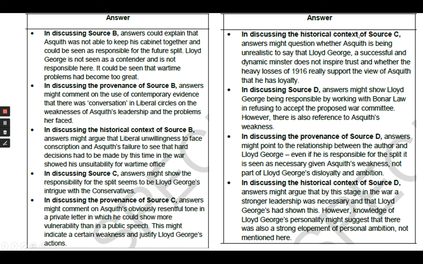In the context of source C, they might question whether Asquith is being unrealistic because Lloyd George was a successful and dynamic minister. In discussing the historical context of source D, they might argue that by this stage in the war, a stronger leader was necessary.